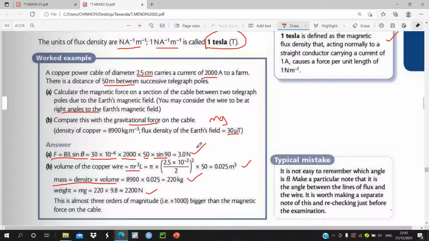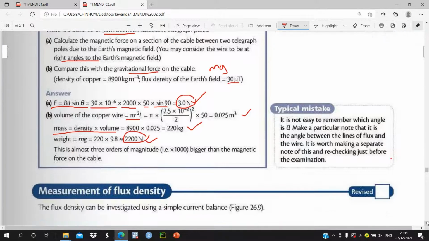So if you compare this force due to the magnetic field and this force due to the gravitational field, the weight is very much bigger than the magnetic force. So that's why they're asking, can you compare the two? It is very big as compared to the magnetic force.